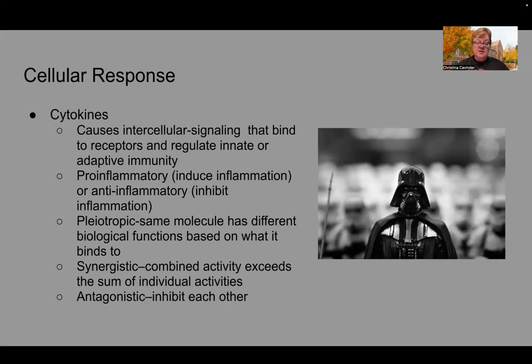We have a cellular response, that's the cytokines. We've talked about them before. This causes intracellular signaling that binds to receptors and regulates innate and adaptive immunity. So we've talked about adaptive immunity where the body is introduced to the infectious agent and then it creates immunoglobulins and also antibodies to protect against it happening again. Cytokines are pro-inflammatory, which means they induce inflammation, but they're also anti-inflammatory where they inhibit inflammation. So it is a feedback loop, that way the body is not overwhelmed with inflammation.